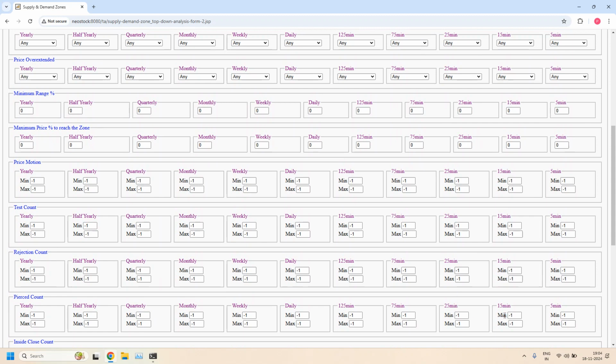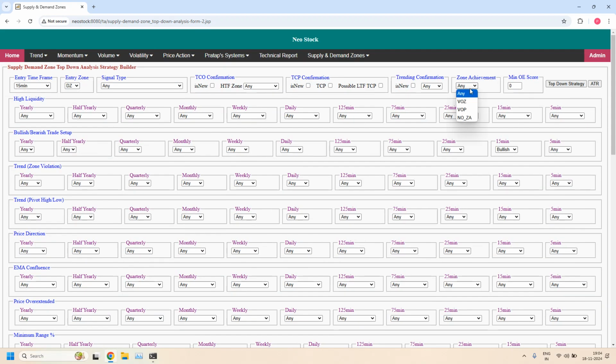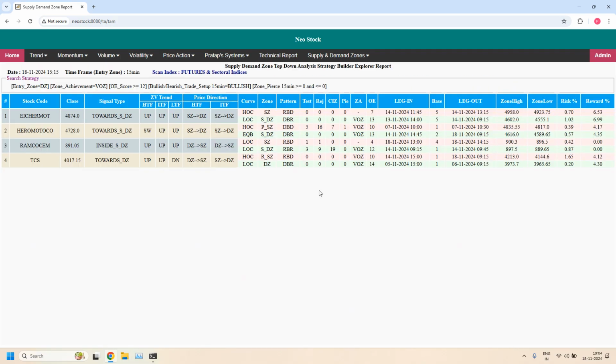So in the pierced count at 15 minutes time frame, I am setting minimum value 0, maximum value 0. And zone achievement, violated opposing zone, minimum odd and hands score 12. All 3 filters are applied to 15 minutes demand zone. With all these filters, we got 4 stocks. These 4 are supporting bullish trade setup for daily income trade, entry time frame 15 minutes demand zones.